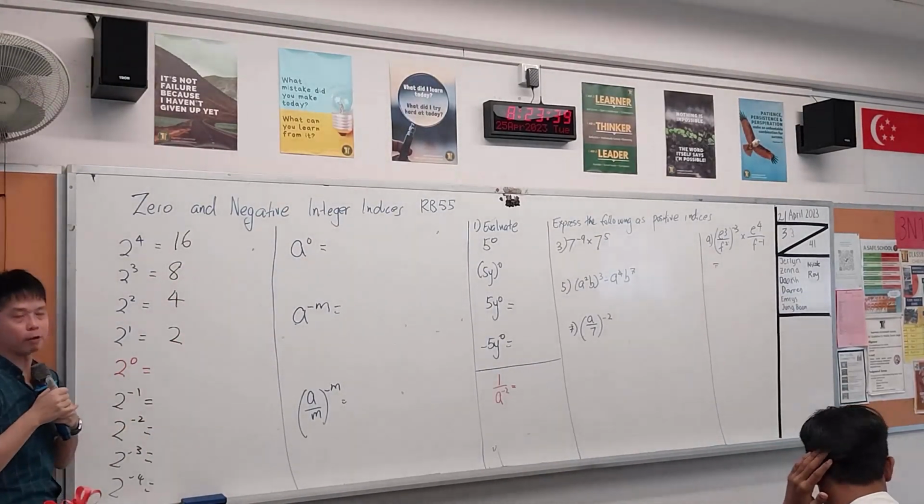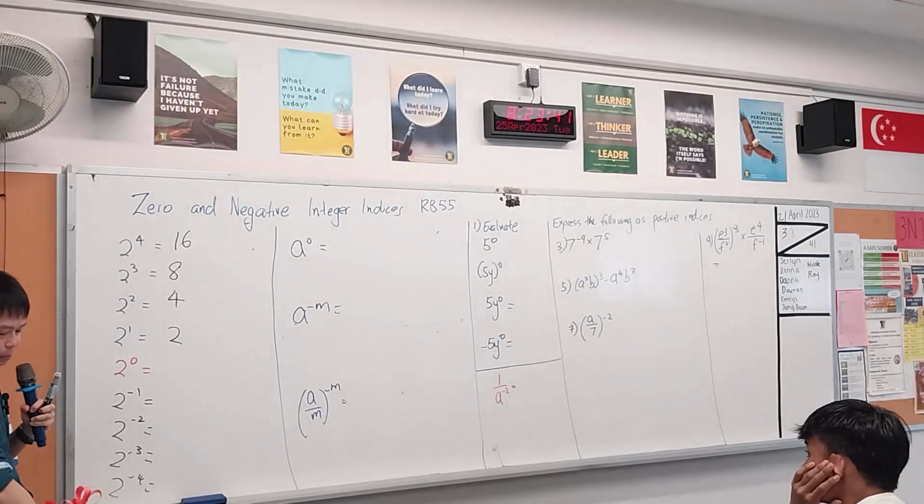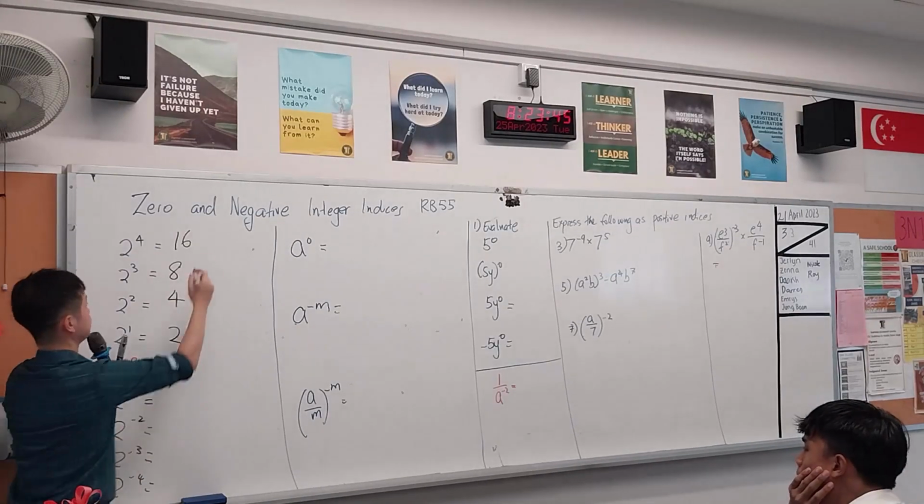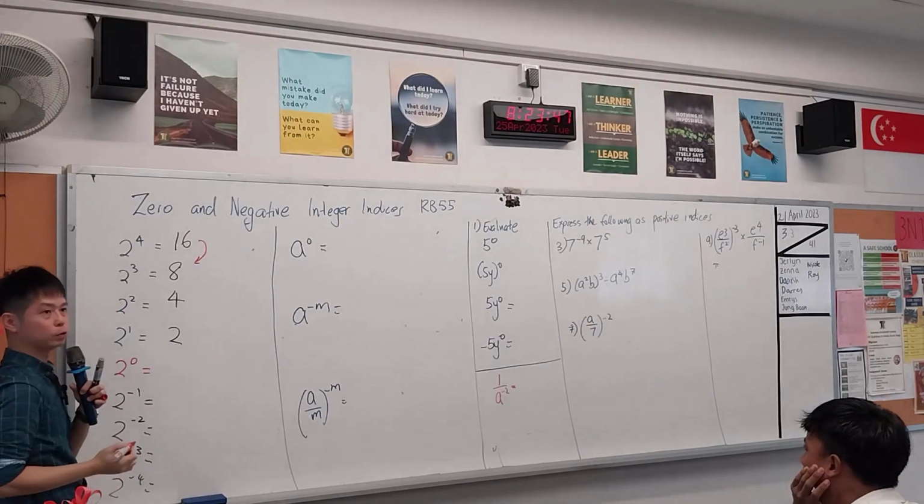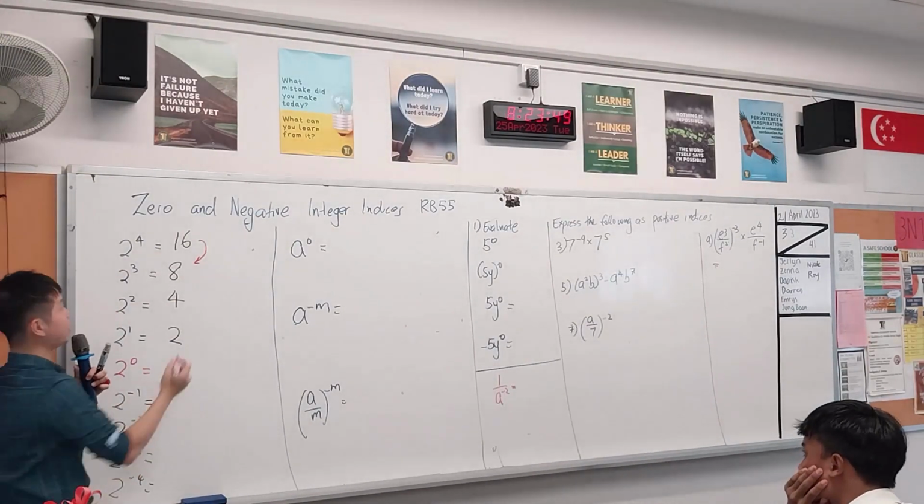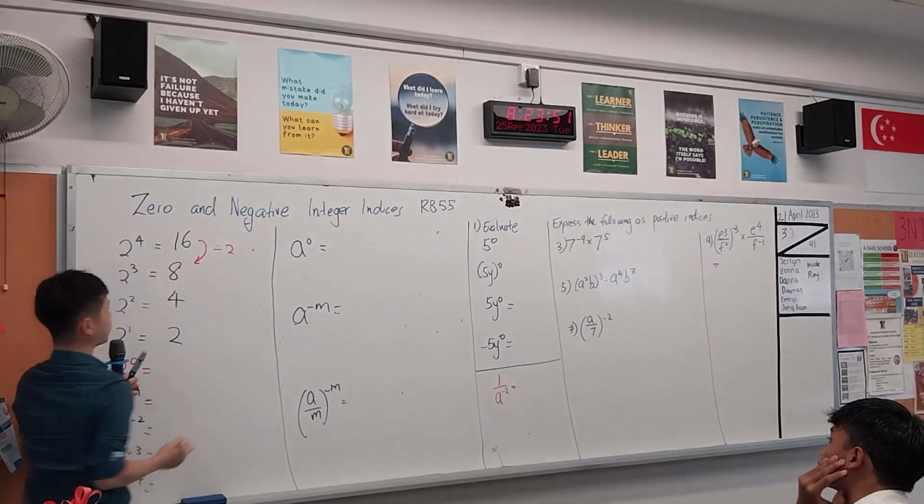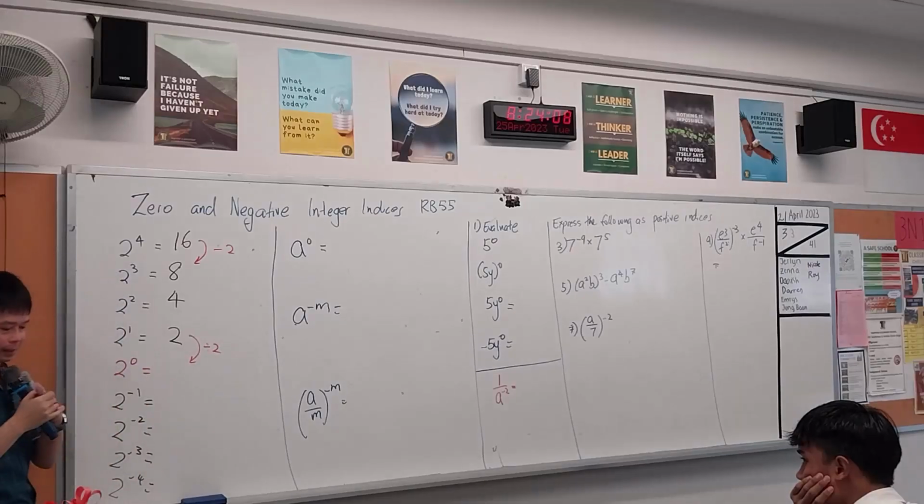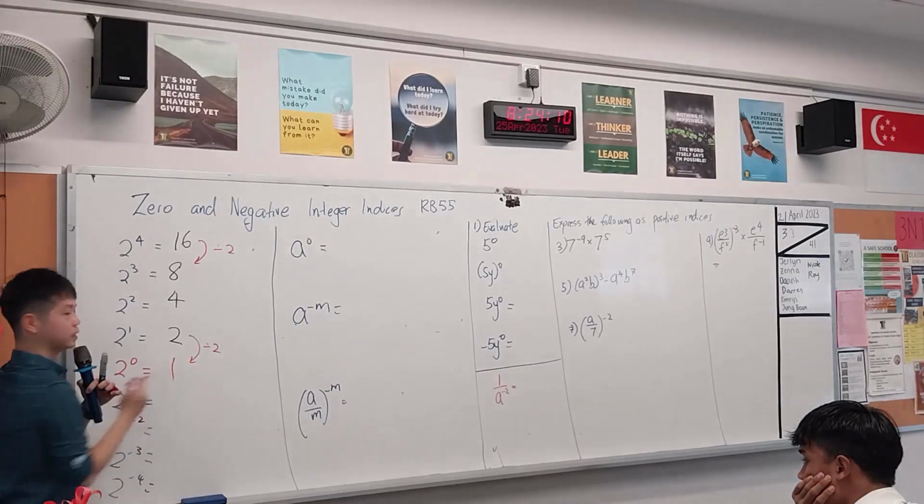Okay, guess what is 2 to the power of 0? Okay, look at the pattern first before you shout out. What is happening here? What do I do to get the next number? Divide by 2, right? So I keep dividing by 2 every time. Okay, answer is actually 1.